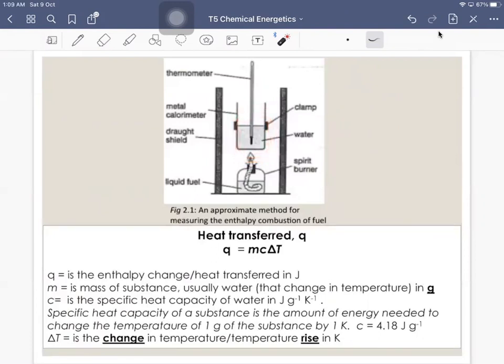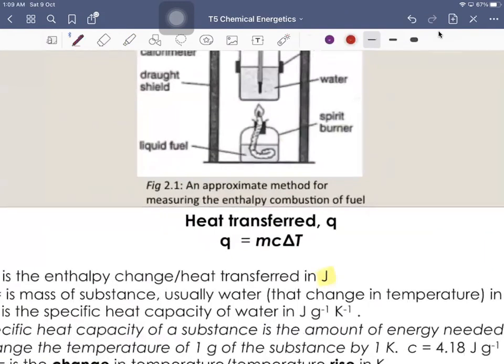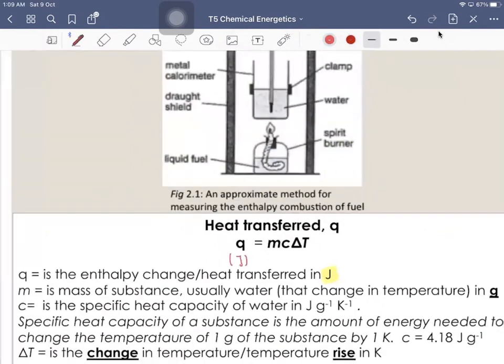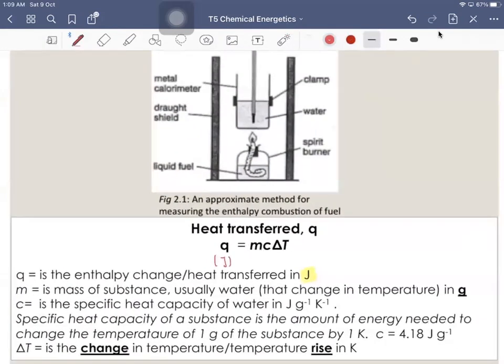Okay, so Q, heat transferred, sometimes called enthalpy change. The unit is in joules. Okay, so Q is in joules. M is the mass of water. Okay, so the mass of substance that we are measuring the temperature of.